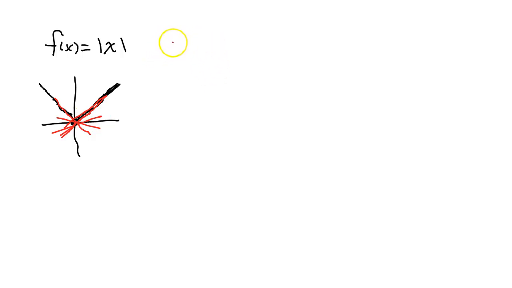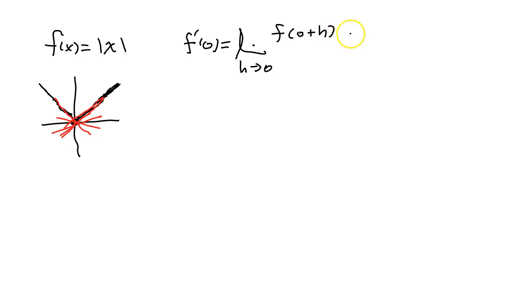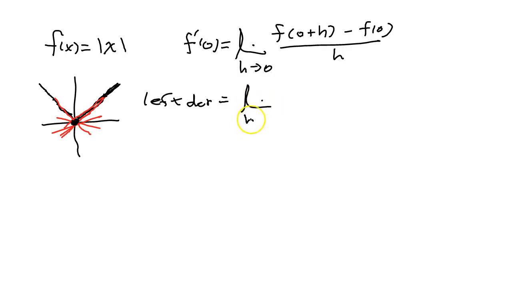You can make this argument more rigorous by actually figuring out the limit. So let's try to do that. First, let's think about f prime of 0. What is f prime of 0? This is the limit as h goes to 0 of f of 0 plus h minus f of 0 over h. Now, what is the left derivative then? The left derivative is the limit as h goes to 0 minus of f of 0 plus h minus f of 0 over h. But what is f of h?